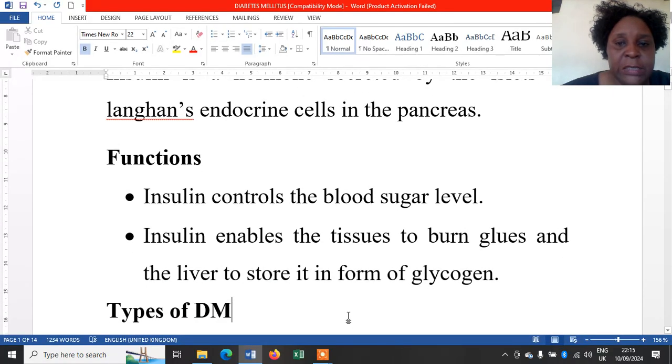So, when we look at insulin itself, its function: 1, it controls the blood sugar levels. 2, insulin enables the tissues to burn glucose and store it in form of glycogen in the liver. So, those are the key functions of insulin: 1, to control the sugar, or being able to metabolize carbohydrates and turn it into more soluble particles called glycogen.